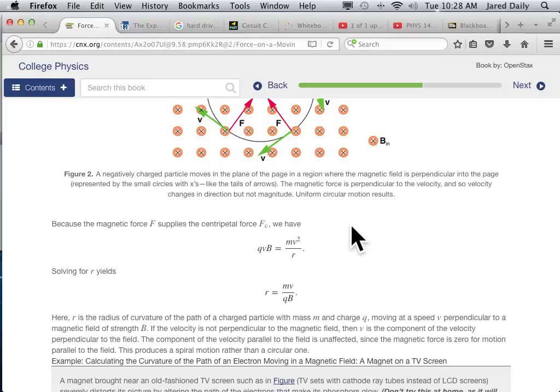And this becomes quite interesting because then we can solve for the radius of any circle made by a charge in a magnetic field. If a charge is in a magnetic field and it's making a circle, this is how you calculate its radius: the mass of the particle times the velocity of the particle, the tangential speed around the circle, divided by the charge of the particle times the magnetic field strength. And that will give you the size of that circle.